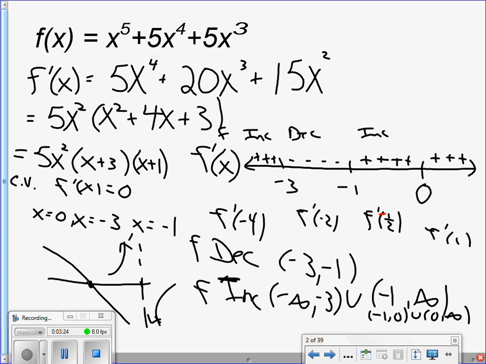See, at 0, the derivative is not positive. It's 0. So technically, that's called a stationary point. It's not going up. It's not going down. So if you don't want to include it, you don't have to. If you want to, you can. You're not going to get penalized either way.